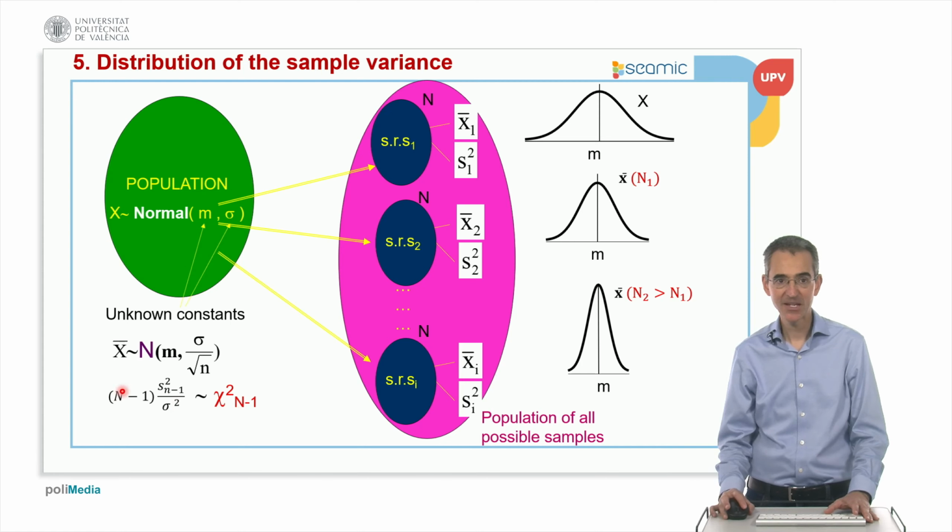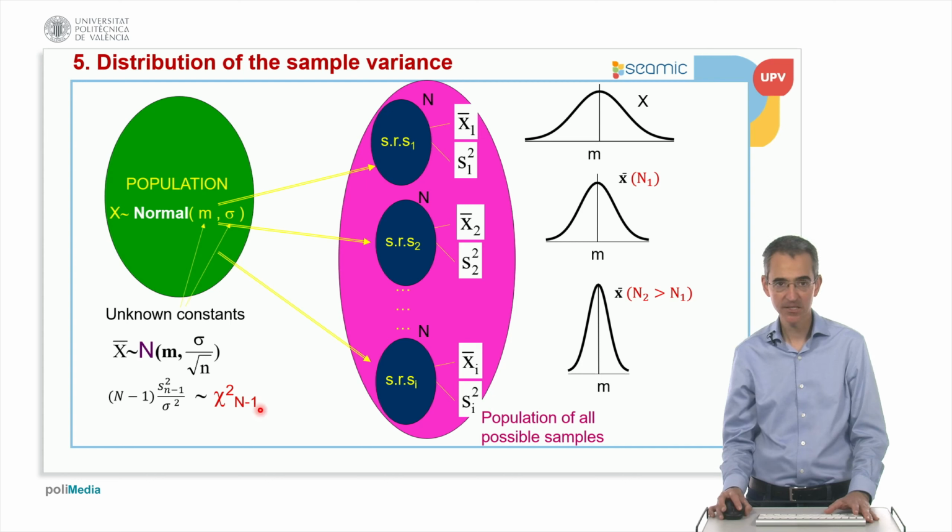If we take that column of values of sample variances for the different samples, and then we multiply by the constant n-1, and then we divide by the constant sigma squared, that column of values will follow a chi-square distribution. A chi-square distribution with n-1 degrees of freedom.